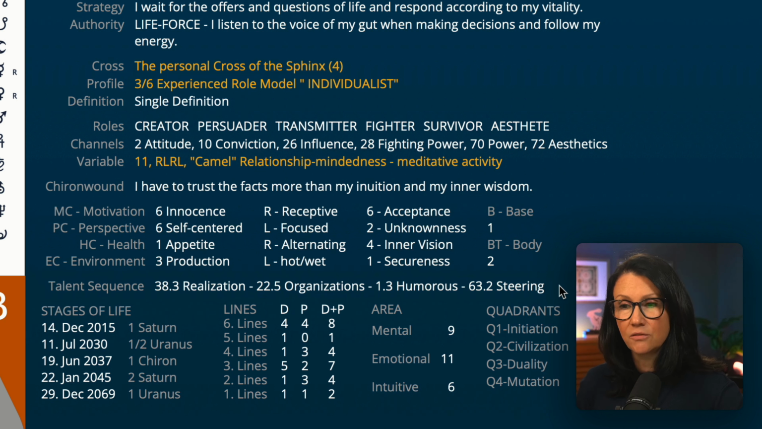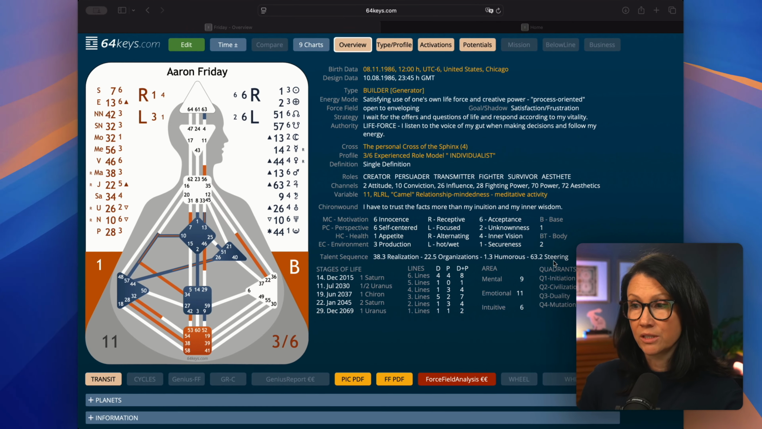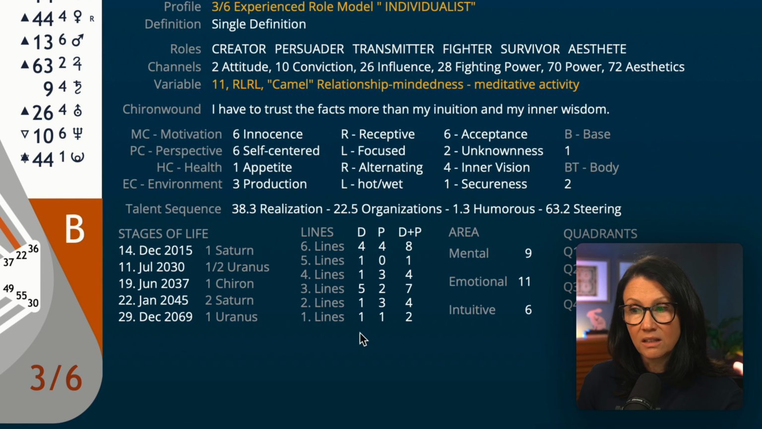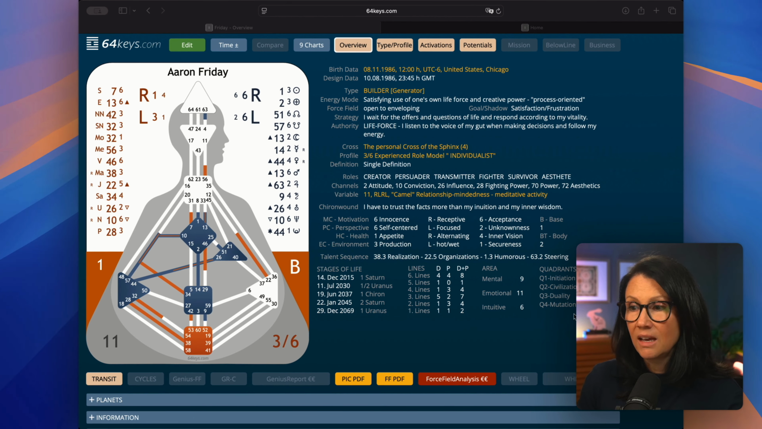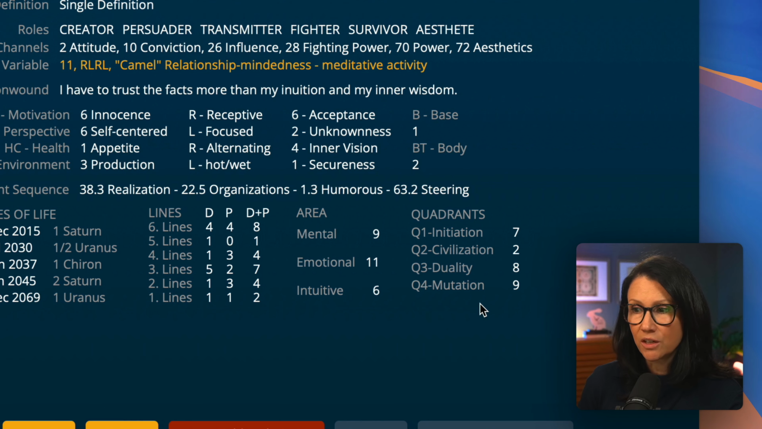The talent sequence gives you business and career information like the core talent, the conducive environment, the authentic appearance, and the prosperity profile. That is the authentic way how to handle material resources. These are the stages of life, the lines on the design side and the personality side and the sum of it, and the area these lines belong to. Like the 1st and 2nd lines are intuitive lines, the 3rd and 4th lines are emotional lines, and the 5th and 6th lines are mental lines. So this is very detailed information about the chart. And the number of activations in the 4 specific quadrants.